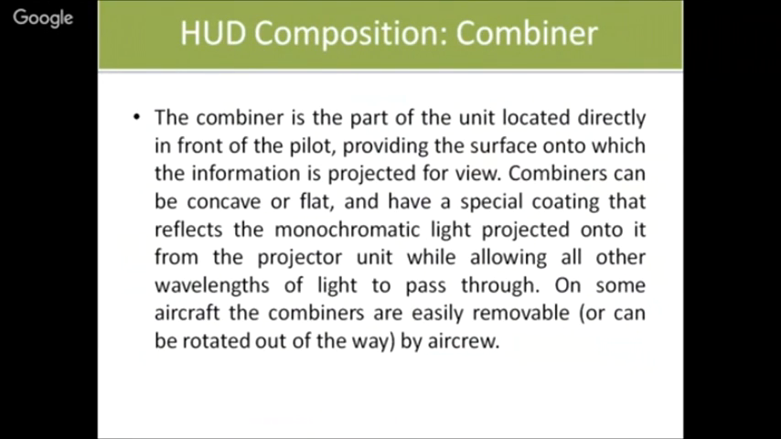Then the combiner is basically the part of the unit located directly in front of the pilot, providing the surface onto which the information is projected for view. Combiners can be concave or flat and have a special coating that reflects the monochromatic light projected onto it from the projector unit, while allowing all other wavelengths of light to pass through. On some aircraft, combiners are easily removable, but in our case, they are rigid.